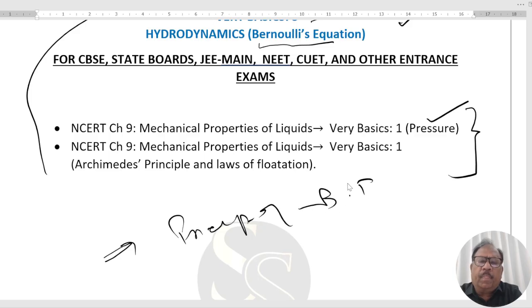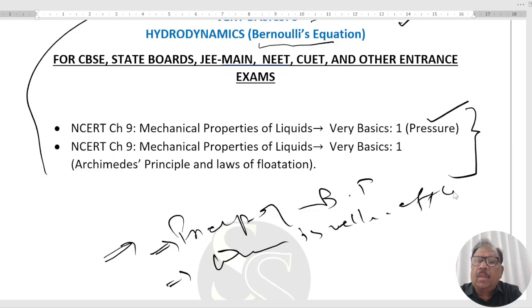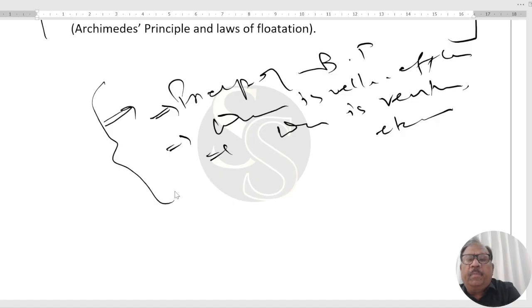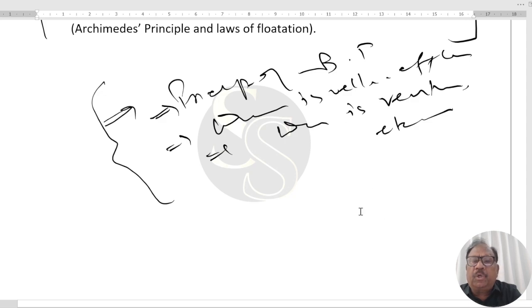Bernoulli's theorem. What is the velocity of efflux? What is a venturimeter? Etc. The points which are going to be discussed are very useful and important for entrance examinations also. Please go through the session completely. Now let's study the concept and questions.